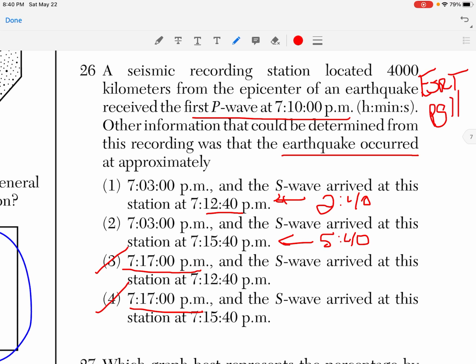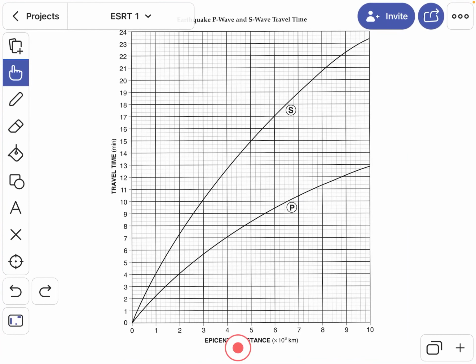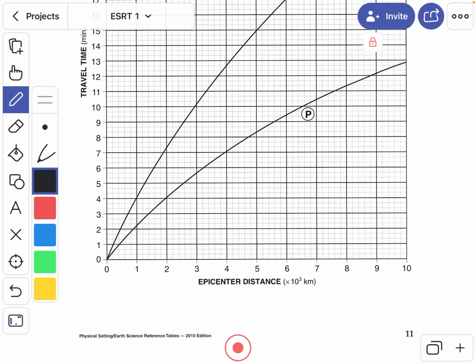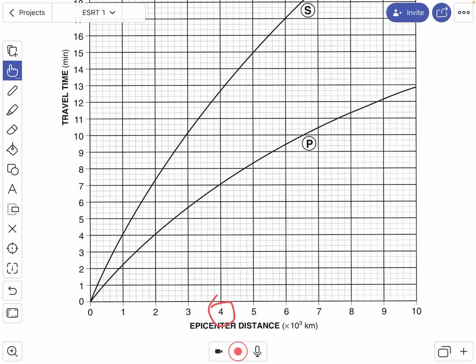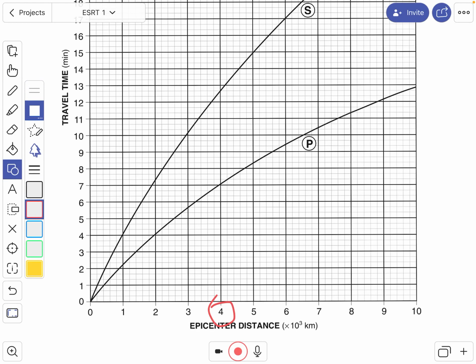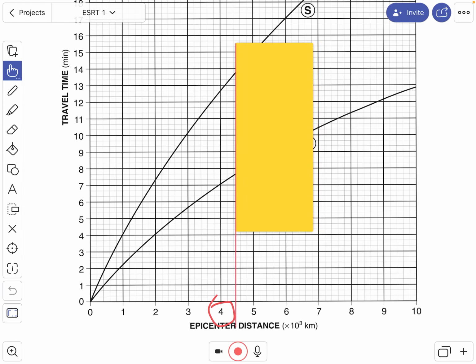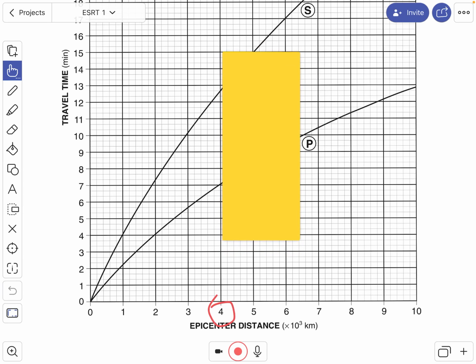So let's go to page 11 and take a look at this page. Now, this would be a really good one to use scrap paper on. As you can see on the chart here, there is a distance at the bottom, and the distance given to us in this problem is 4,000 kilometers, and that is right here on the bottom of the chart. Now that I've found the 4,000 mark on the x-axis, I'm going to take a piece of scrap paper. I'm just going to draw a yellow box here to represent some scrap paper. And I'm going to drag it right over to where the 4,000 line is and line up the edge of the paper on that line.